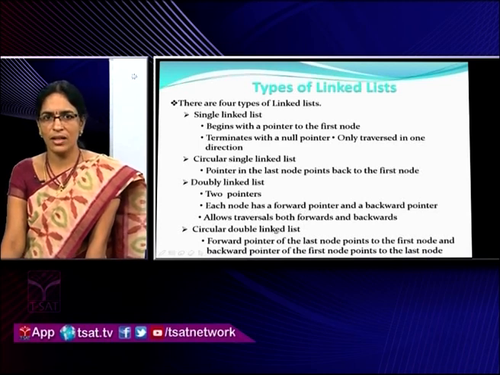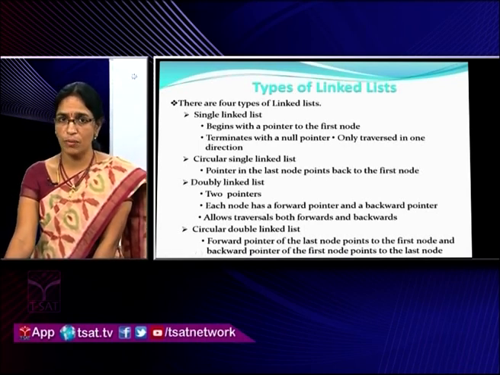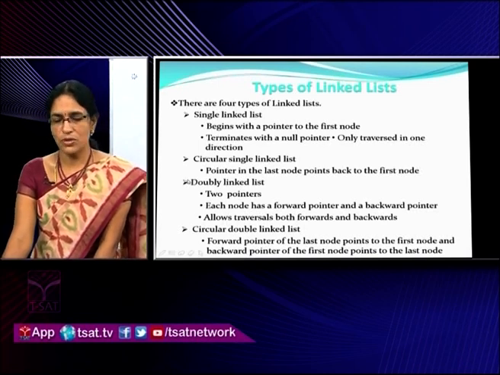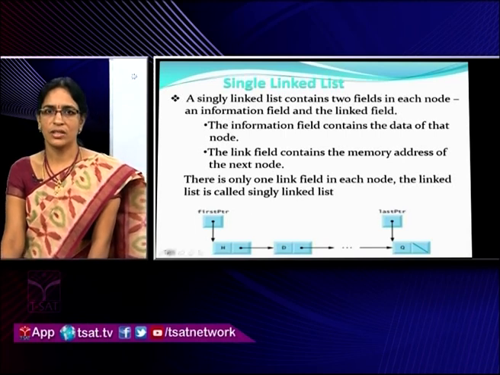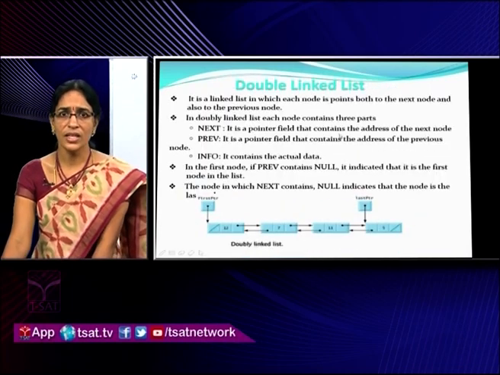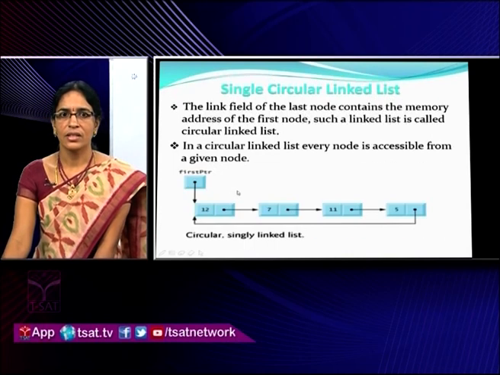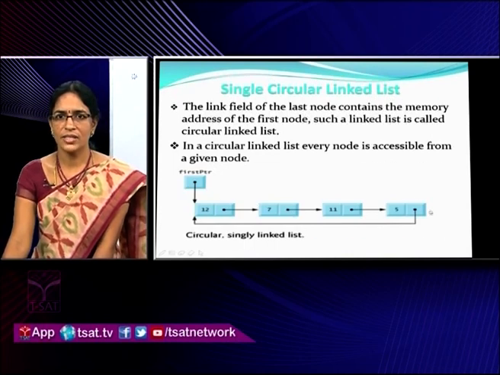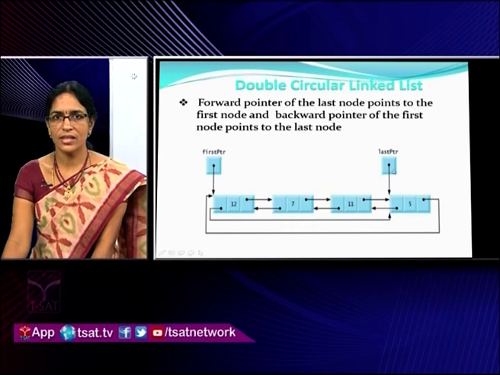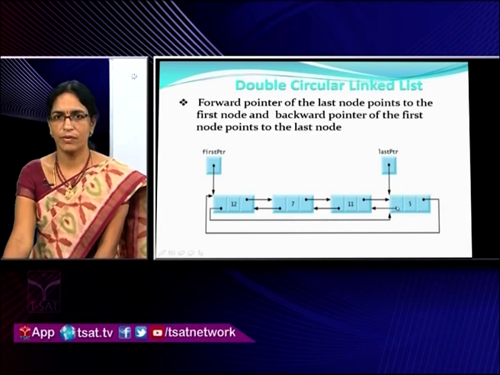Whereas in a circular double linked list, the forward pointer of the last node points to the first node, and the backward pointer of the first node points to the last node. So these are the different types we have discussed. This is a single linked list. This is the double linked list. This is a single circular linked list, where the last one points to the first one. And this is the double, where both directions are there. And here is the circular double linked list: the last one points to the first, and the first one's backward pointer points to the last one.